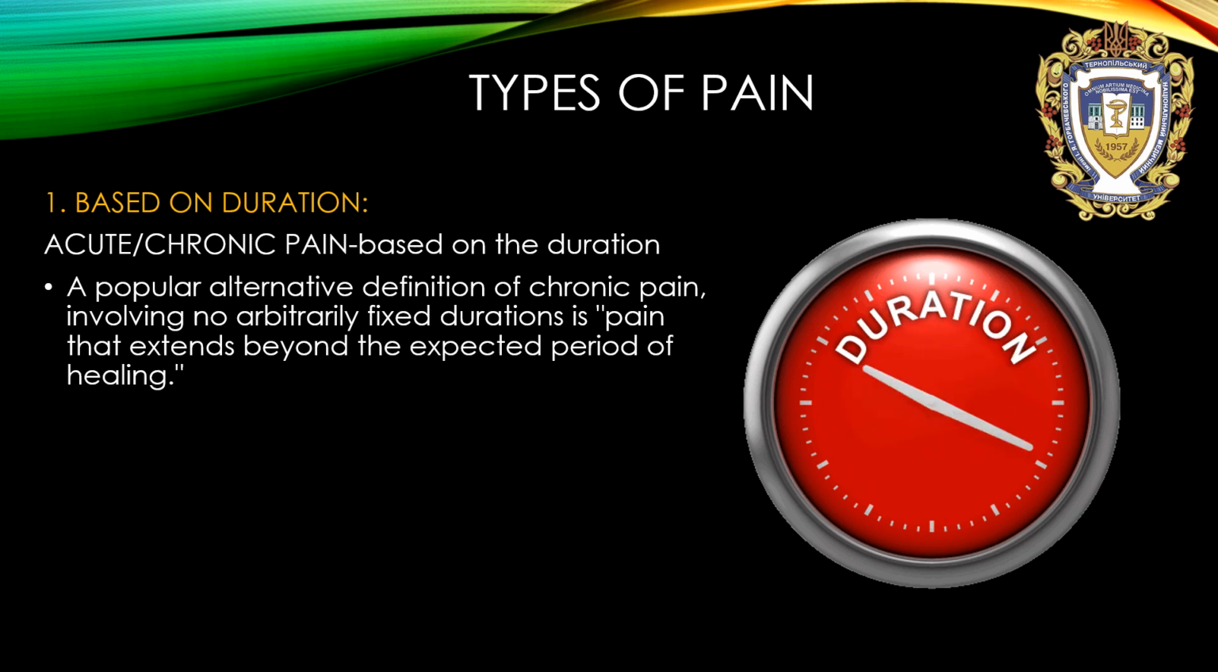What types of pain do we know? First type, based on duration. It can be acute or chronic pain. A popular alternative definition of chronic pain involving no arbitrarily fixed duration is pain that extends beyond the expected period of healing.